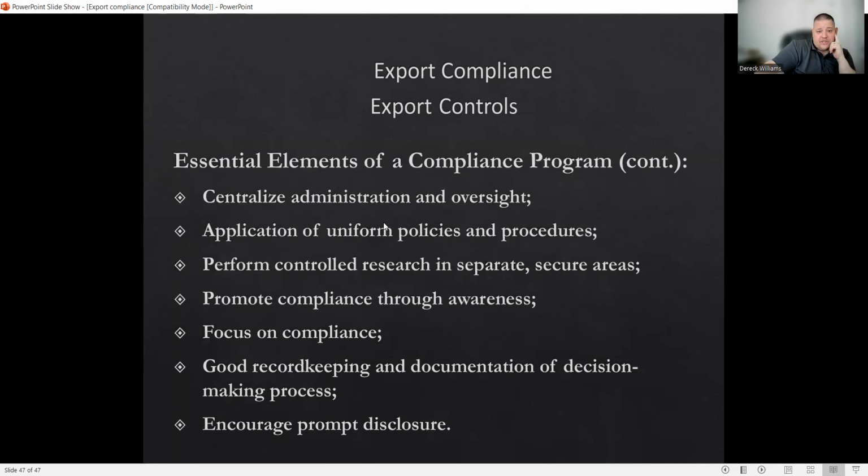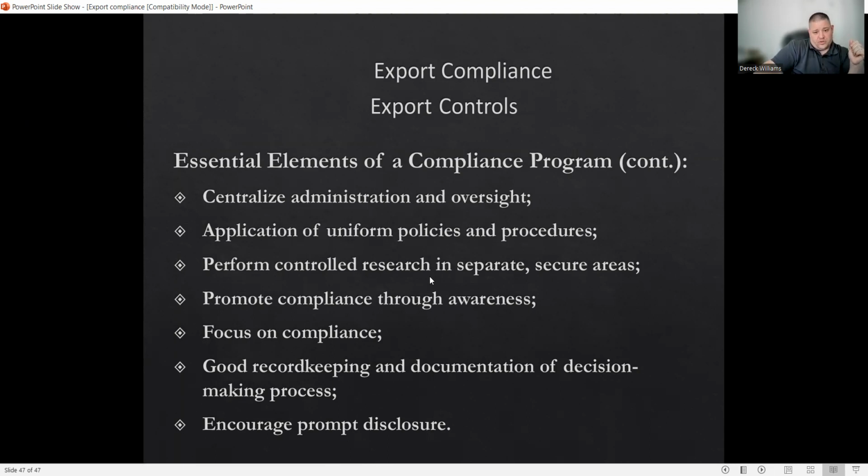You also have to have a centralized administration and oversight. So who's going to administer, who's going to be responsible for getting the licenses, and who's going to be responsible for overseeing the various steps of the things you do. You have to have application of uniform policies and procedures. So you can't have one set of rules for one group and another set for another group. They need to be uniform across your organization or across the program.